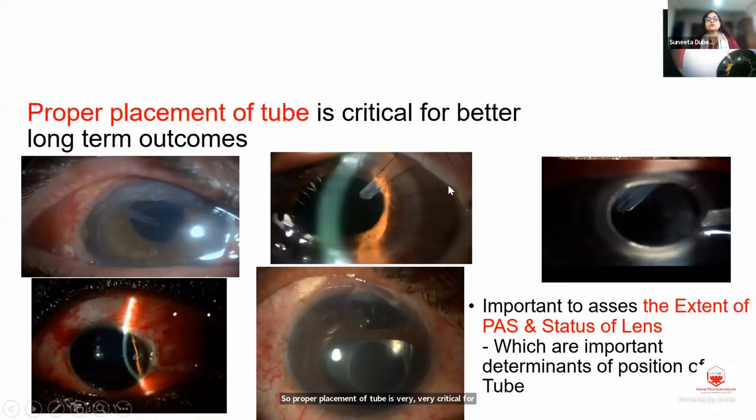I think this is the most crucial step because these patients may be having extensive peripheral anterior synechia, and they may be aphakic or pseudophakic. So it's important to assess the extent of PAS and the position of the lens. Because if there are extensive PAS, then you can decide to put the tube in the sulcus, or if the patient is pseudophakic, also you can put the tube in the sulcus. But if the patient is phakic, then you have to put the tube mostly in the anterior chamber.